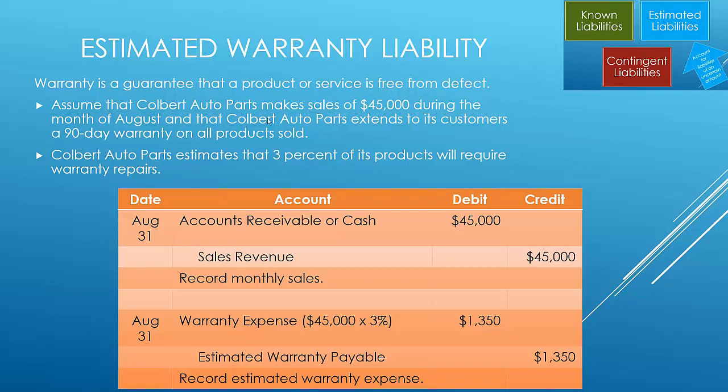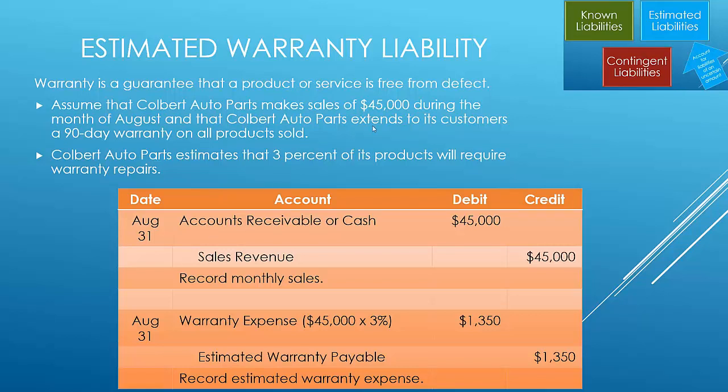So in the example I give you here, there's an auto parts store and they make sales of $45,000 during the month, and they extend a 90-day warranty on all their products. They estimated that 3% of its products will require warranty repair. Now, where'd they get the 3%? Well, like I mentioned before, they might get that from the history that they've had over the years. And so when you do a problem in this class, you will be given that percentage that they think will be needing repairs.